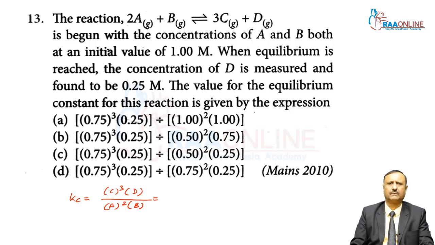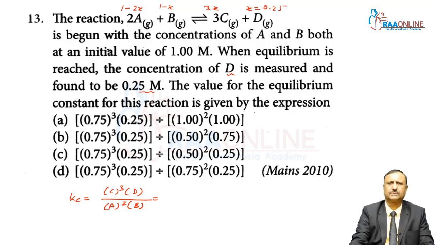You can put the values here. When equilibrium is reached, the concentration of D is found to be 0.25. So my dear students, you can see here this is 1 minus 2x, here 1 minus x, you can get 3x, and here you can get x. If you get 0.25 mole concentration of D, it means x is equal to 0.25.